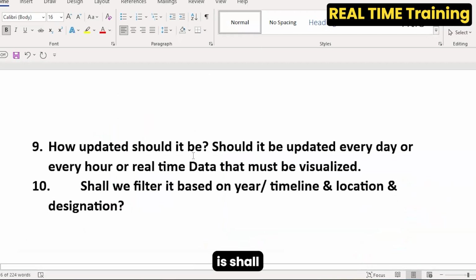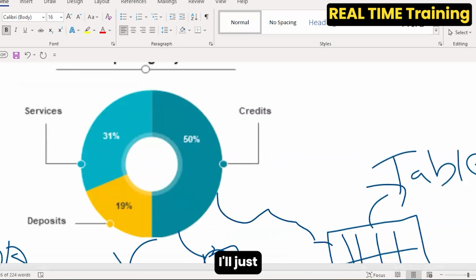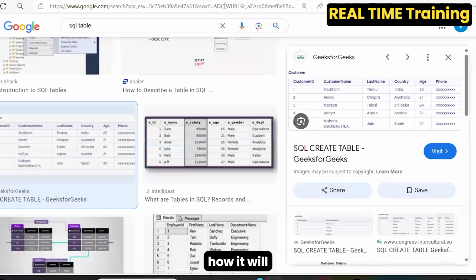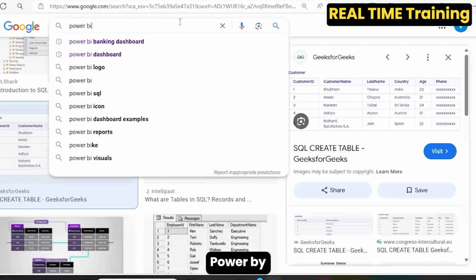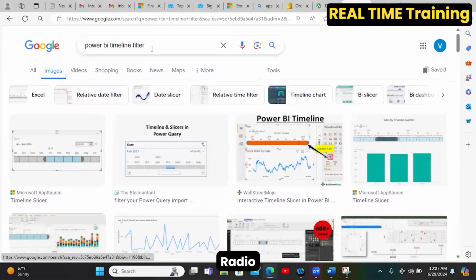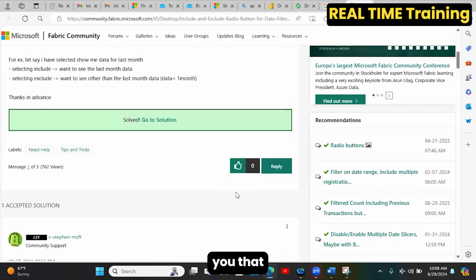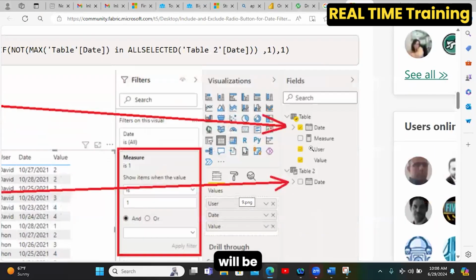Okay. So the question is, shall we do it or not? Maybe the business doesn't want to do it, but mostly they will want to do it. And how will that filtration work? I'll just open up an image so that you can see how it will look. Power BI timeline filter, radio button. Let me see if I can show you that. Those filters also, those fields will be in here.